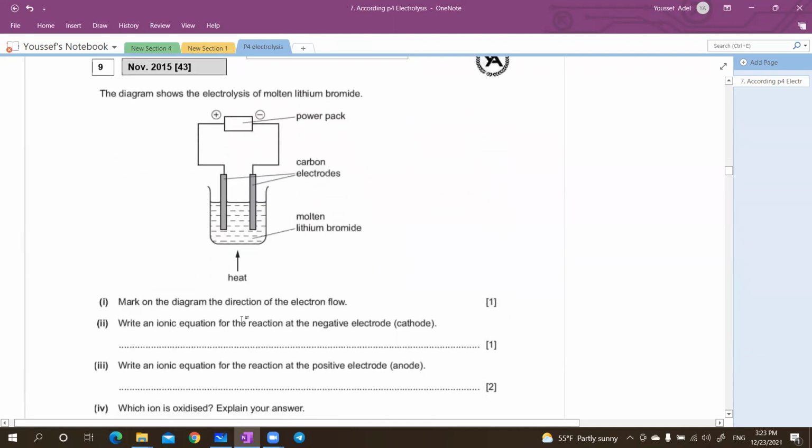The next question. The diagram shows the electrolysis of molten lithium bromide. While electrolyzing a molten ionic compound, you have to know that we have only 2 types of ions, the cation and the anion, just the 2 types of ions, no more. There is no water. So the only ions we have are the lithium ion and the bromide ion. The first question, mark on the diagram the direction of the electron flow.